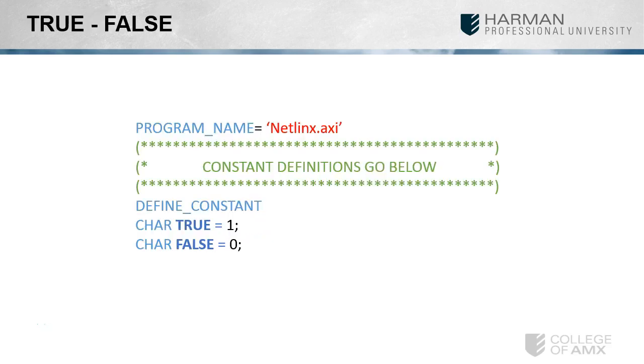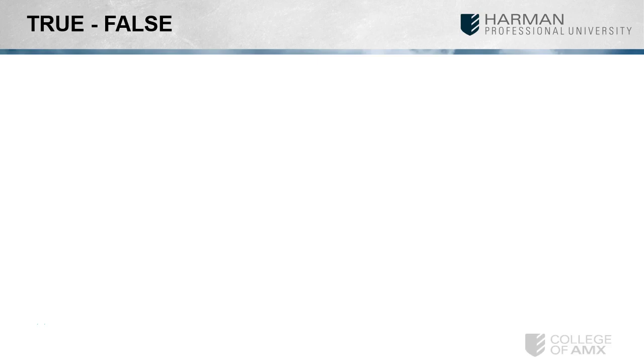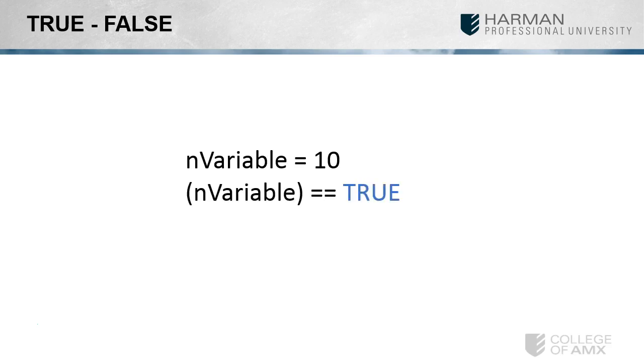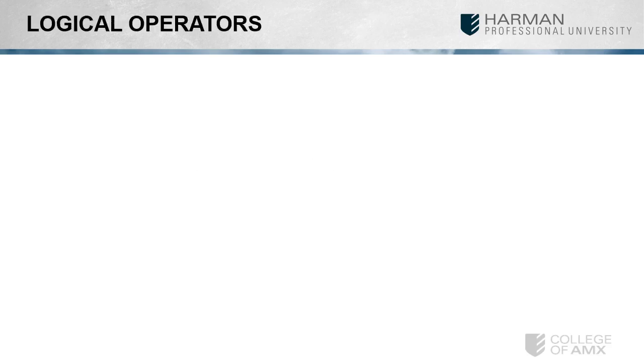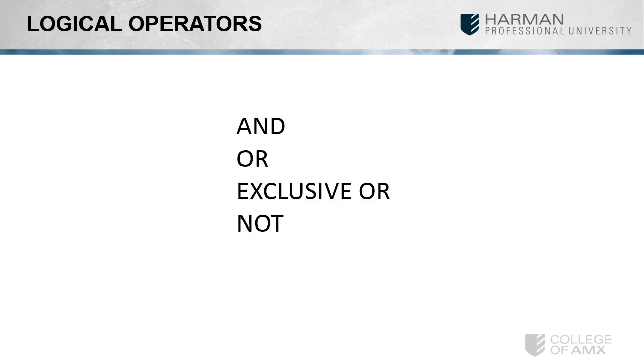In all programming conditional evaluations, there can only be two results: true, which has a value of 1, or false with a value of 0. Care needs to be taken if any mathematical calculation is done in a conditional evaluation and the result is greater than 0, as this will then be defined as a true result. First, we will be covering logical operators, which are AND, OR, exclusive OR, and NOT operators.